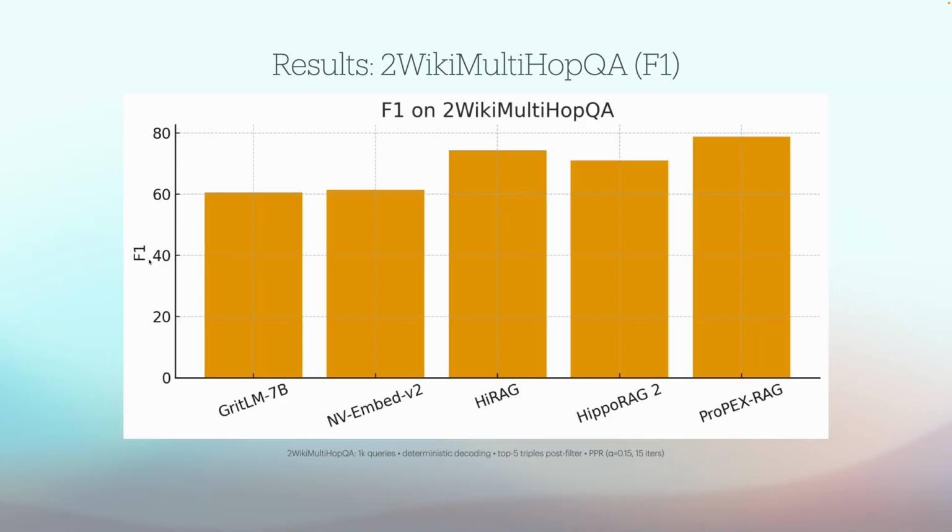So these are a few results that were there in the paper. On 2Wiki multi-hop QA, PropEx-RAG delivers a strong F1 compared to the competitive baselines, as you can see. All the systems were evaluated under a consistent deterministic setup with the top 5 triplets after the filter and a short PPR pass. The reason this matters is that early correct evidence reduces variance downstream in generation. And we'll see a similar pattern in the next dataset.